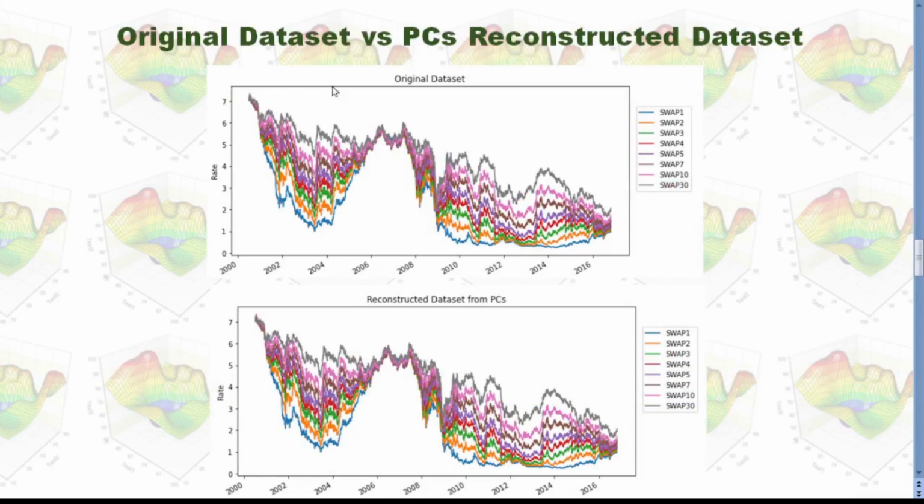You see, this is the original data set, and after we reconstructed the data set, it shows like this. Visually, we can't tell the difference between those two. Like I mentioned in my previous slide, the top three principal components represent almost all the characteristics of the yield curve.